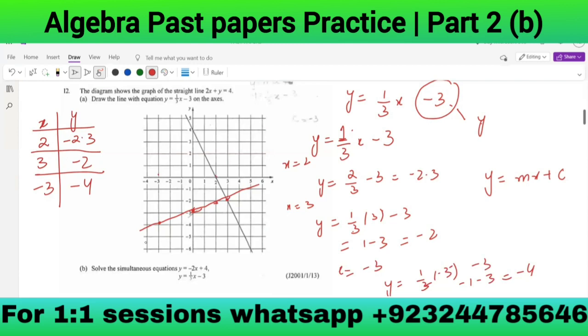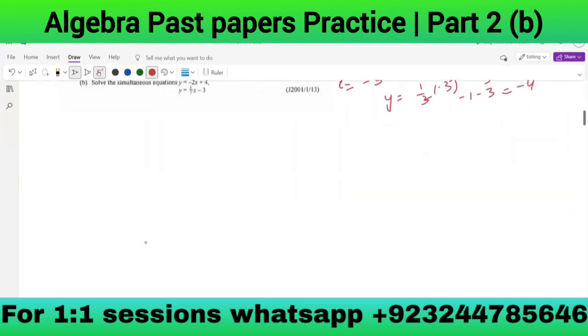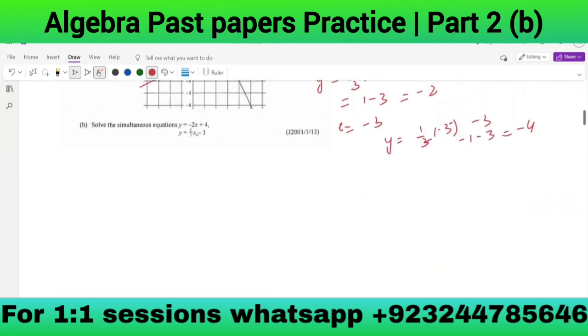Okay, I understood. Okay, the next is solve the simultaneous equations. Again, it's simultaneous equations and both of the y values are the same. So we can just write it down. y is equal to minus 2x plus 4. y is equal to 1 by 3x minus 3. So we can subtract them like this. So minus 2 and minus 1 by 3 will give you minus 7 by 3.